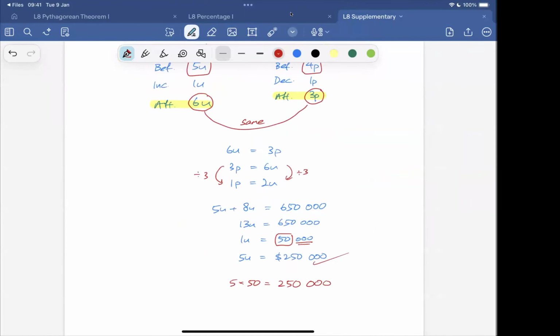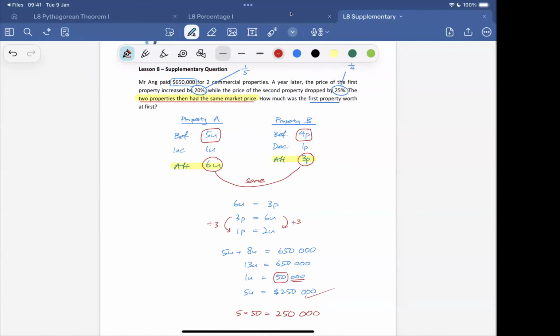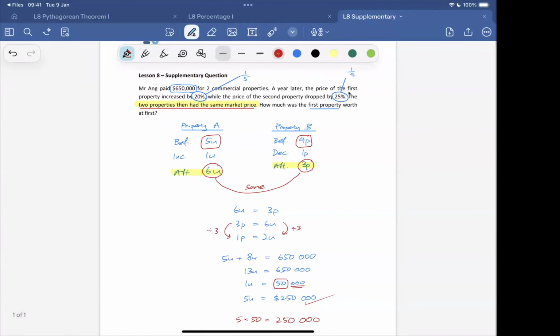So, students, we have found the price of the first property, $250,000. Anyone have any questions about this? What's important here is you must recognize that when you draw two different models, the unit may not be the same, so you cannot assume that everything is a unit. You must give a different name, units and parts. Understand? Anyone have any questions about this?